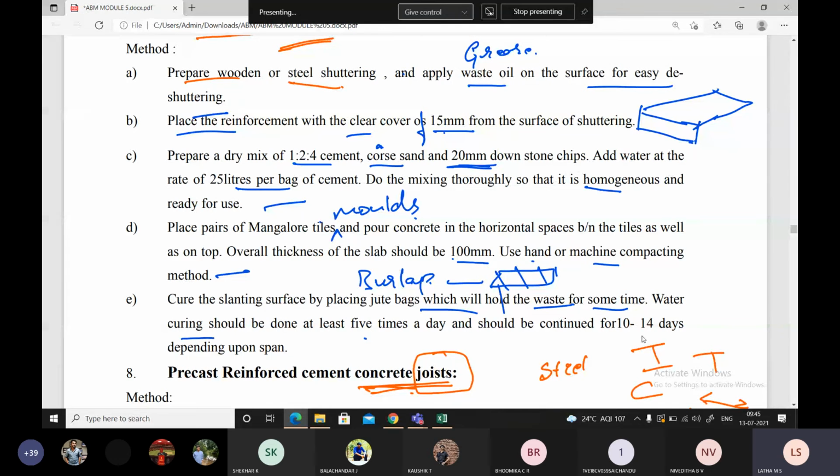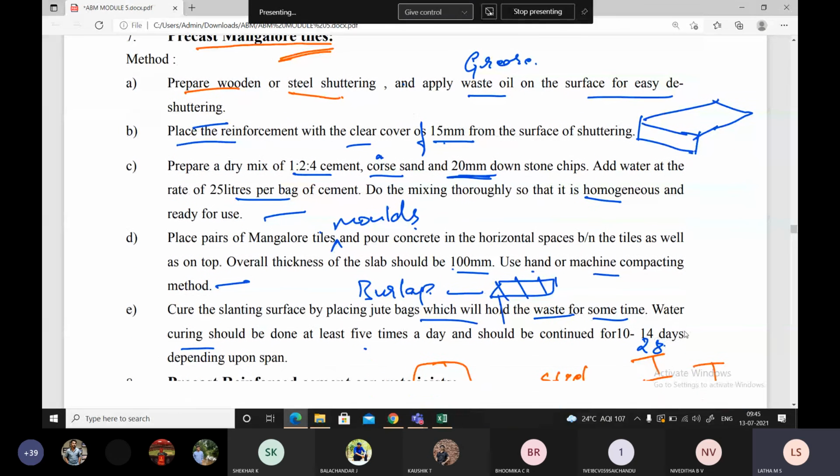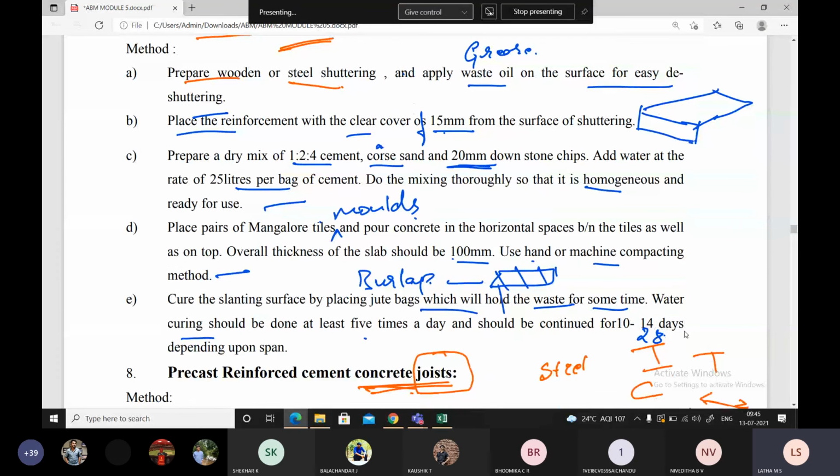Actually we say 28 days is much, but to start with the construction you can go with 14 days, though 28 days of curing is always advisable. So in the case of precast Mangalore tiles, you will have Mangalore tile molds available, which have to be greased, and then you provide the reinforcement designed for 1:2:4. The reinforcement has to be placed in the molds at a 15 mm effective cover, and the overall thickness should not exceed 100 mm, right?